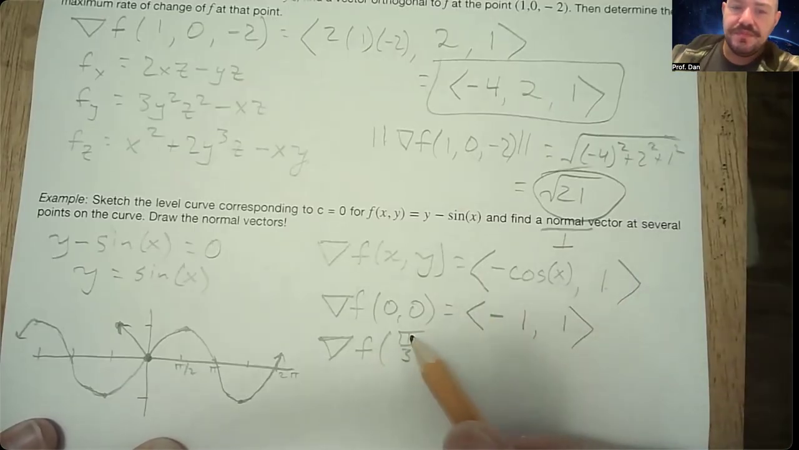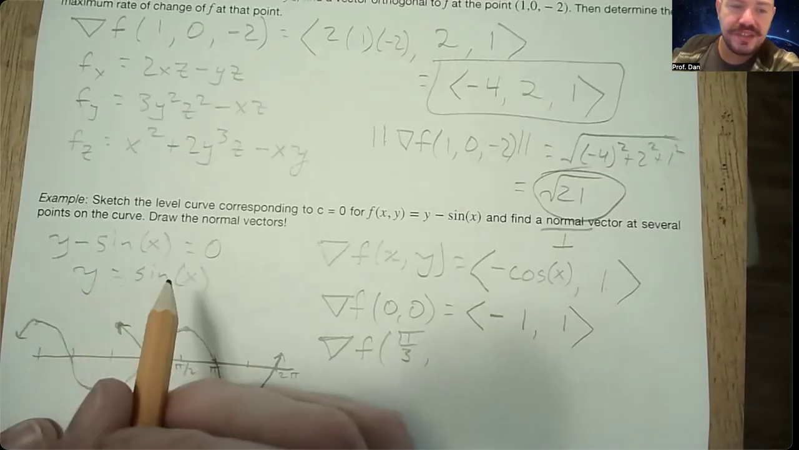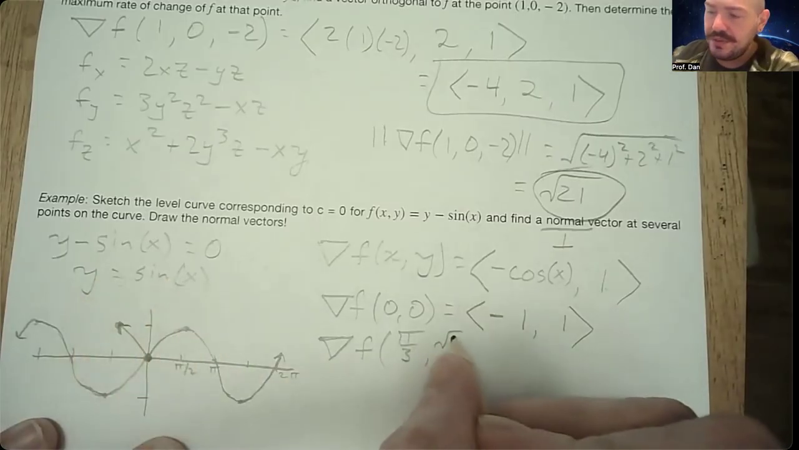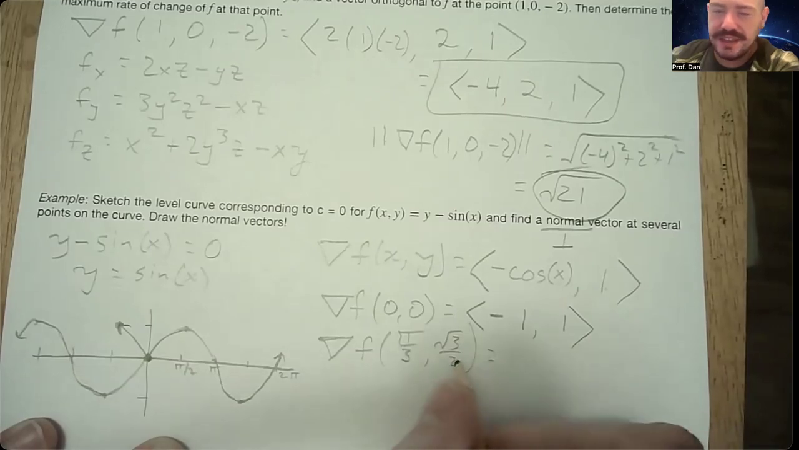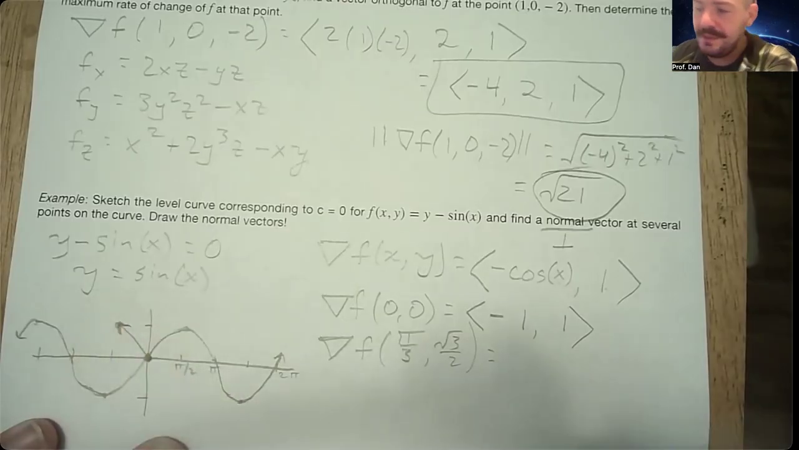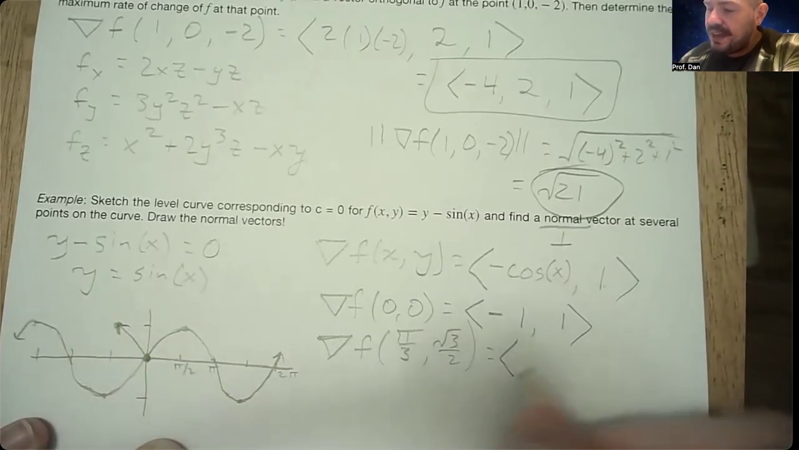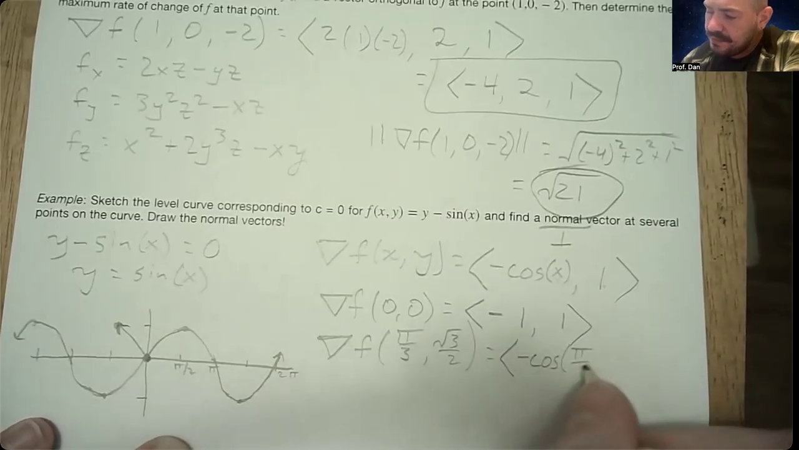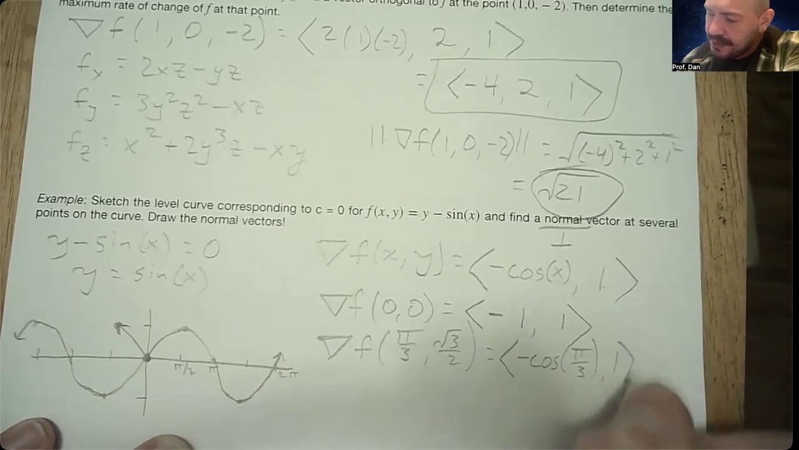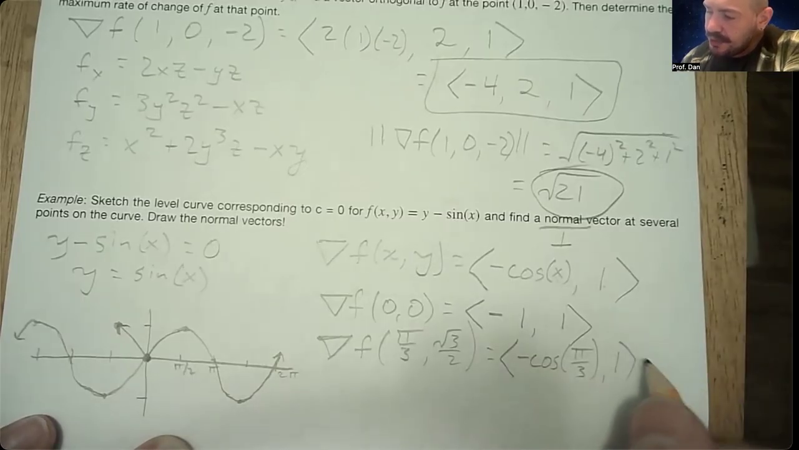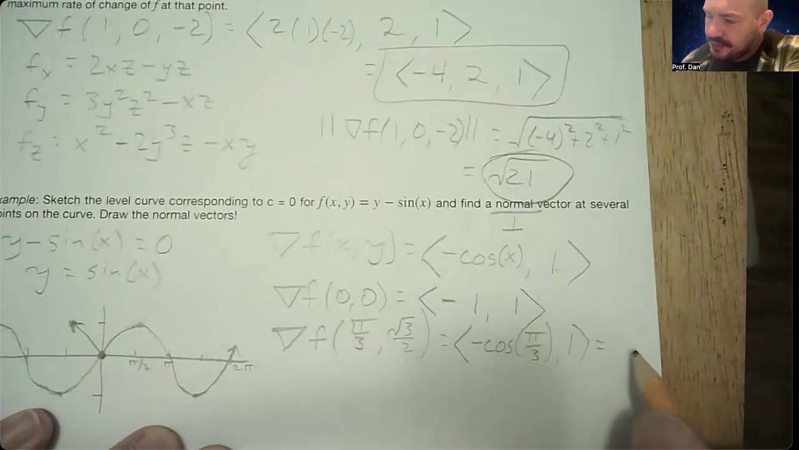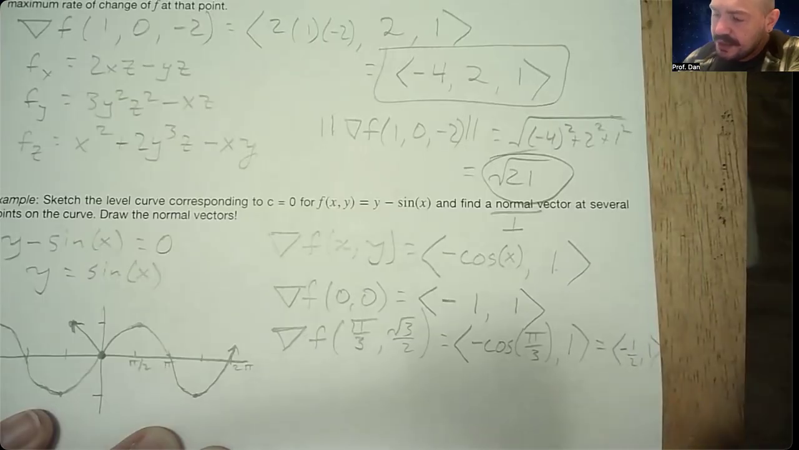But if x were equal to pi over 3, y would be equal to sine of pi over 3, which would be the square root of 3 over 2. Again, that's not going to affect anything. The way I got that number is just by plugging into here. But if I do that, we get negative cosine of pi over 3, 1. And because we're unit circle rock stars, we know that cosine of pi over 3 is a half. So negative half, comma 1.